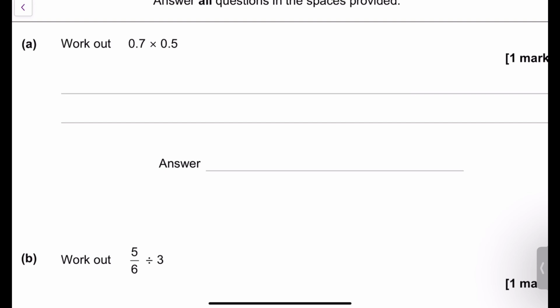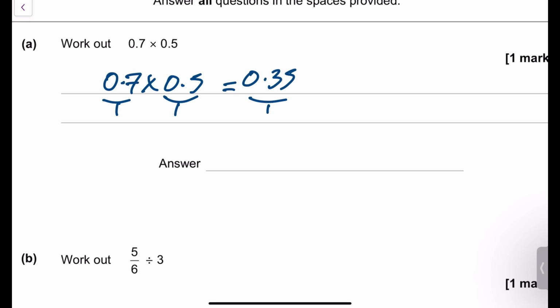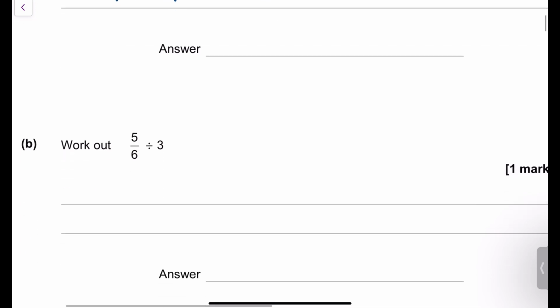First question says work out 0.7 times 0.5. To do this, forget about the decimals. 7 times 5 is just 35. And then you've got one digit after the decimal place here, another one here. That means you have two digits after the decimal place in the answer, so 0.35.